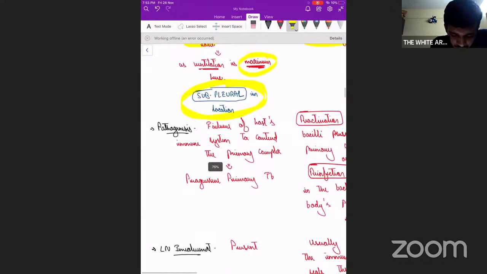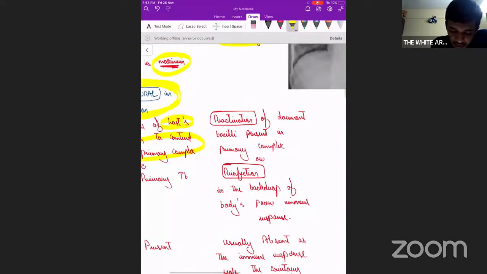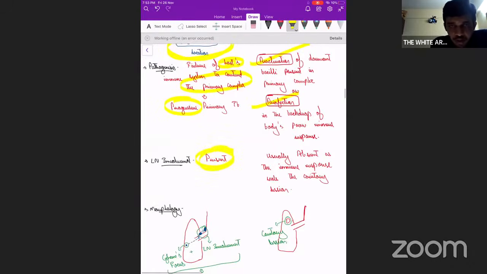Now coming to the pathogenesis, it is because of failure of the host's immune response to contain the primary complex, which leads to progressive primary tuberculosis. But in secondary, it is either because of reactivation of the dormant bacilli or because of reinfection, due to the body's poor immune response. Now, lymph node involvement will be more common in primary tuberculosis because once the primary complex is formed, there will be lymphatogenous spread and the parahilar or paratracheal lymph nodes will get affected.